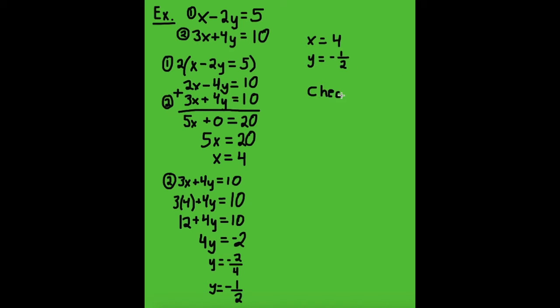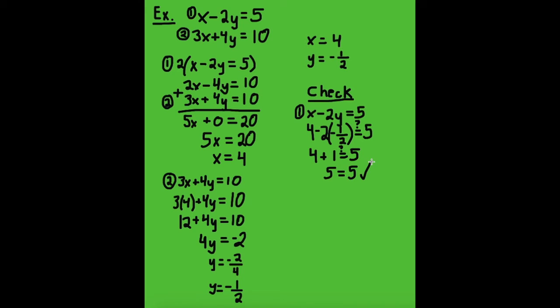We can check our work to see if we got the correct answers. We check our work by putting the x and y values we got back into the original two equations. So let's plug x equals 4 and y equals negative 1/2 back into equation 1, which is x minus 2y equals 5. We get 4 minus 2 times negative 1/2 equals 5. Negative 2 times negative 1/2 is positive 1, so we get 4 plus 1 equals 5. We get 5 equals 5, which is correct.